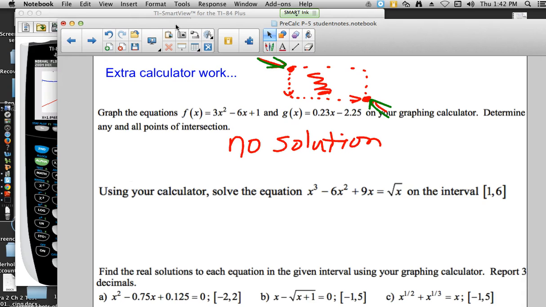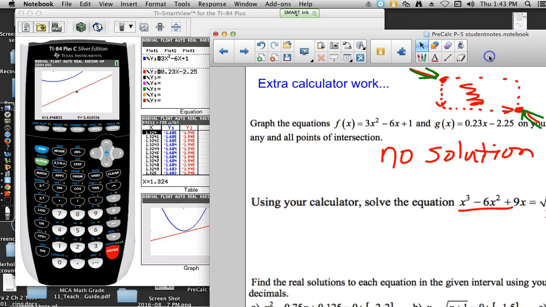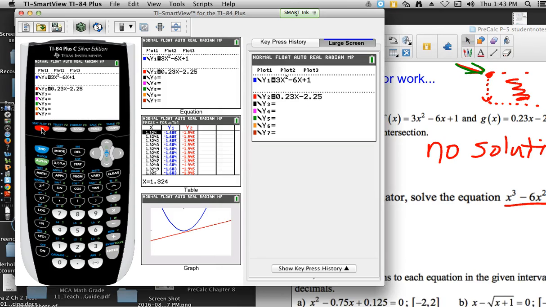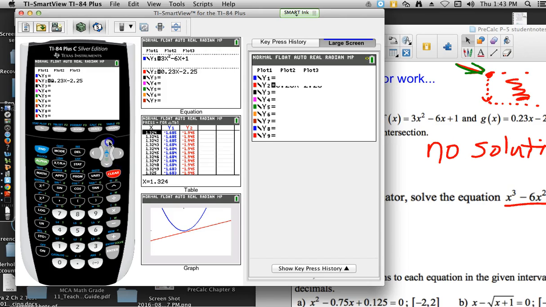Now the second one, using your calculator to solve this one, and that's going to be using the intersect feature. This is what I need to point out about this one. They are saying just between the x values of 1 and 6. So we'll go back into y equals. We'll clear out these 2. And we will start again.